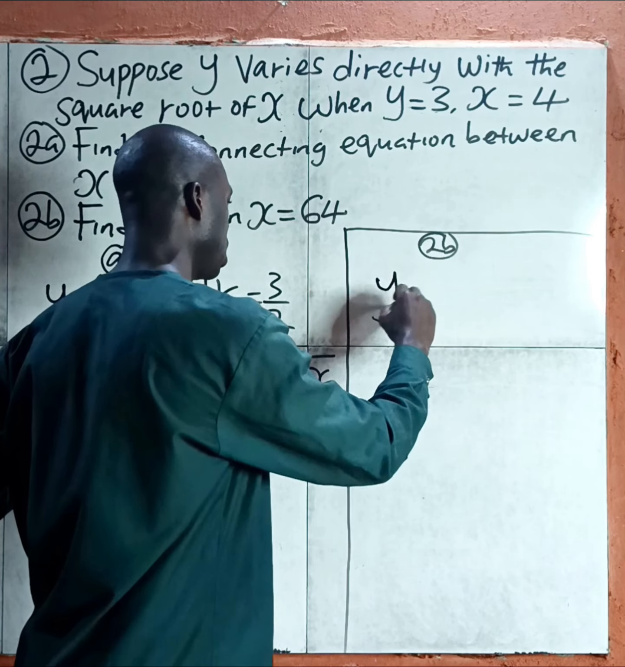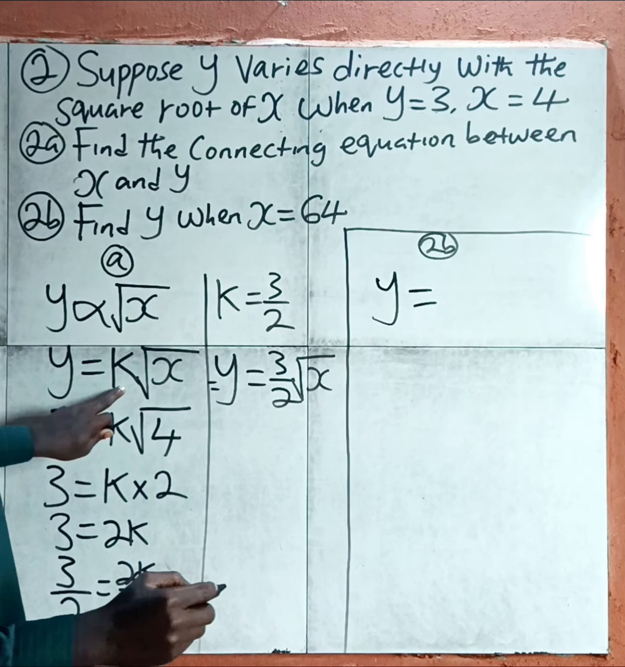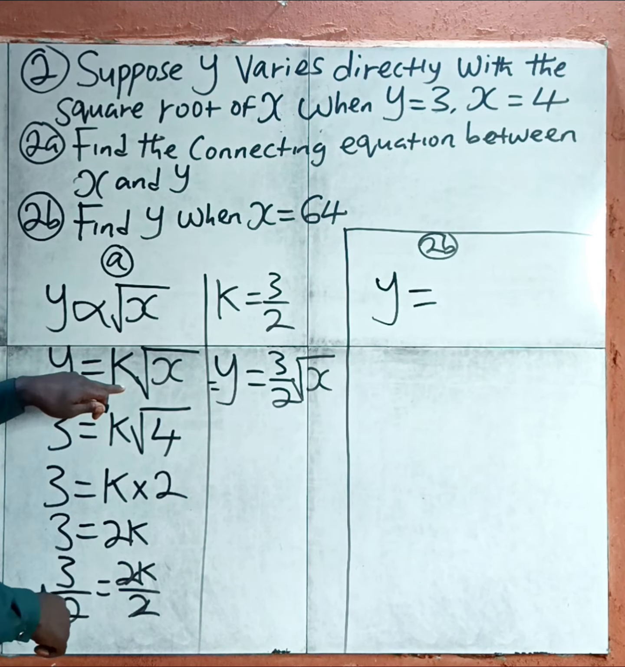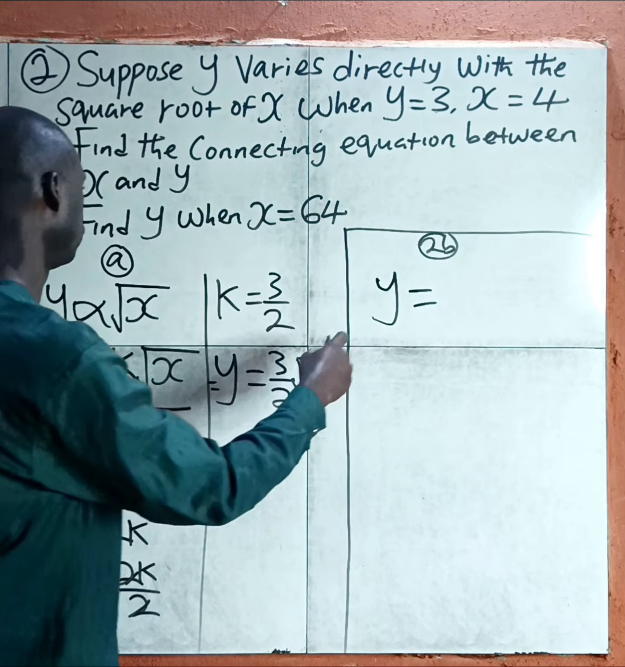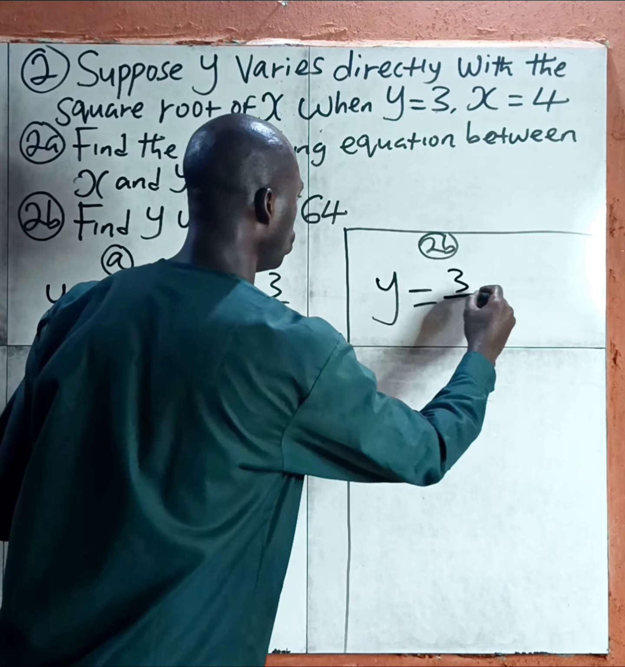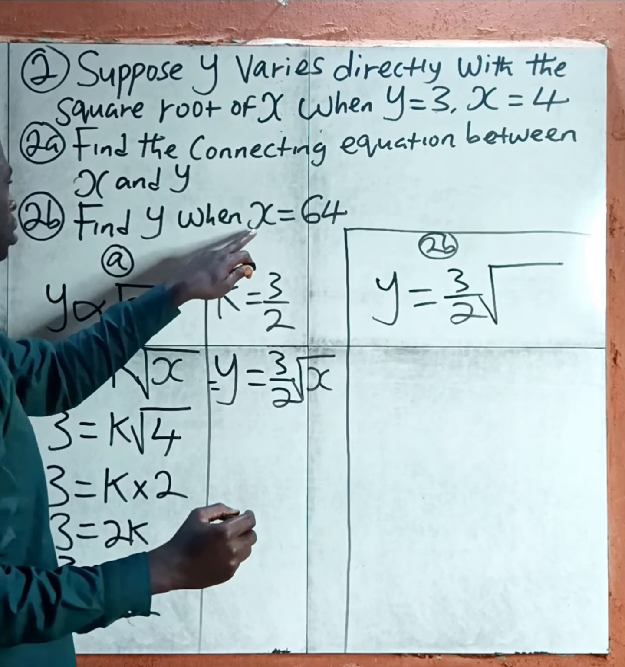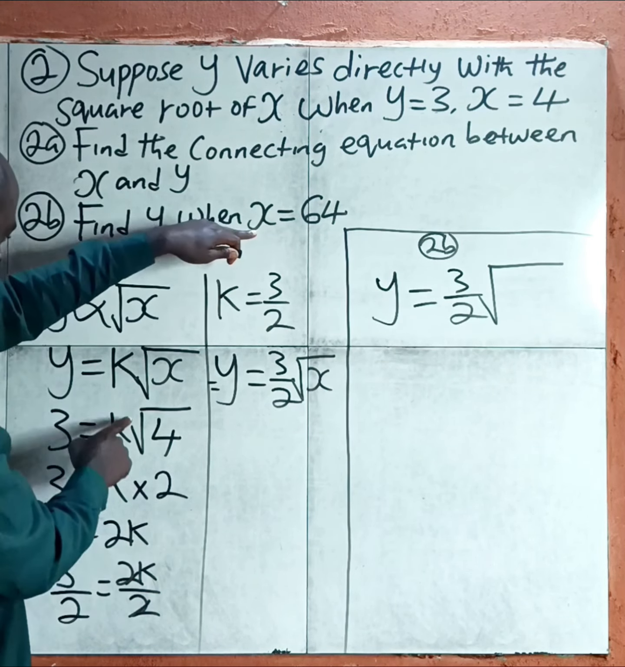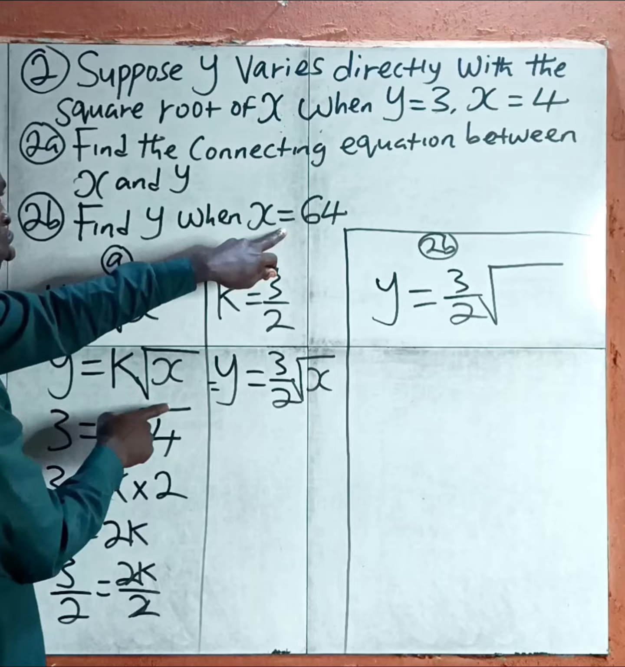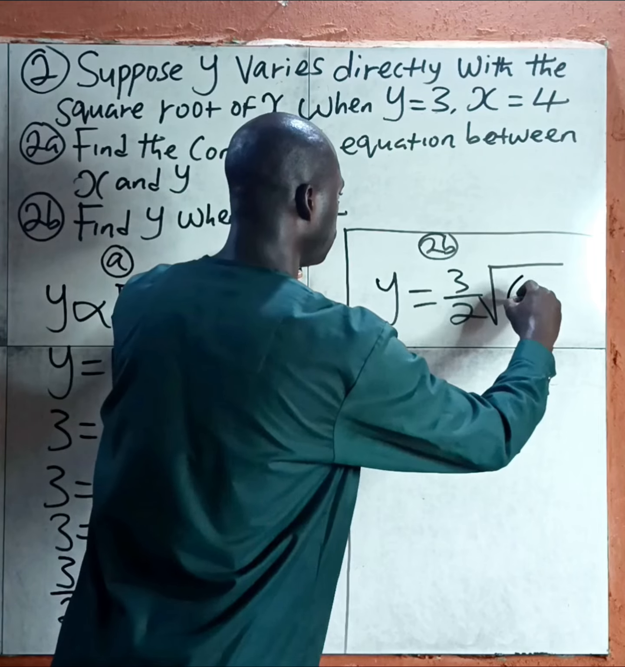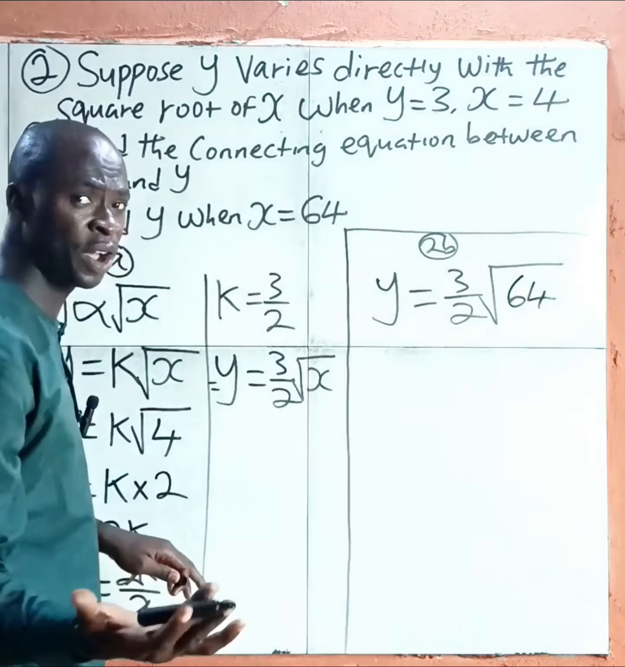Here becomes y equal to, do you have a k? Yes, we did have a k. The k is 3 over 2. So we come here and say 3 over 2, then the square root of, what is the value of your x? The value of your x in this question 2b is 64. So we are going to simplify further.